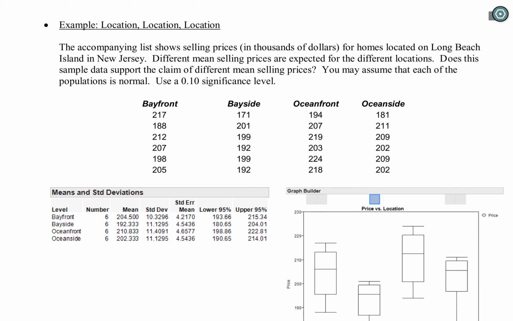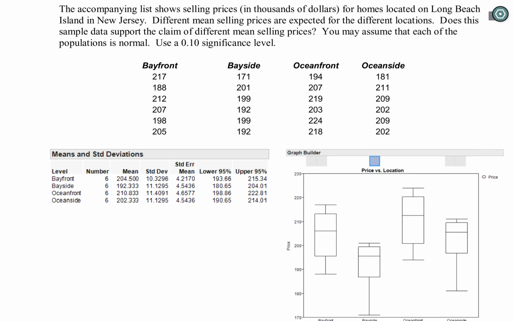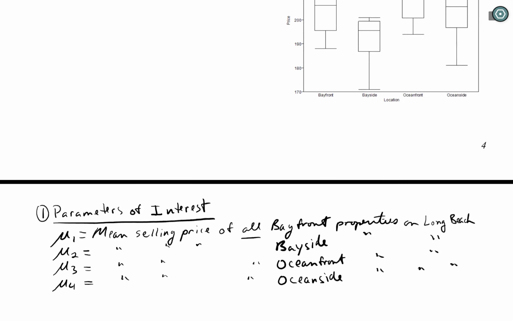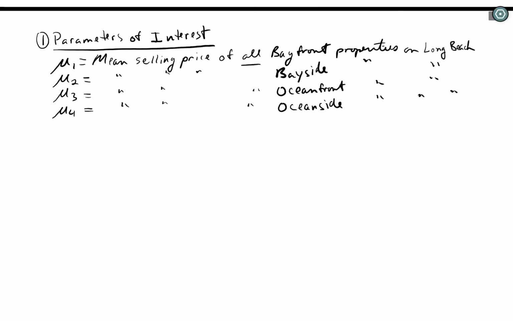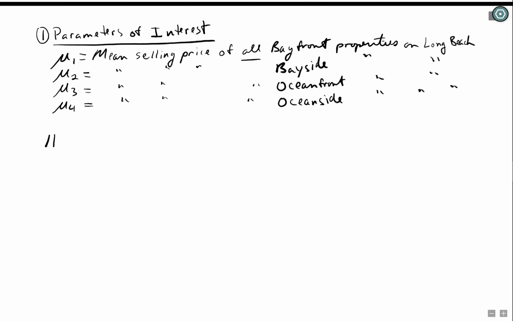Okay, so these are our parameters of interest, and in particular the question of interest was, here's this expectation that different mean selling prices are what we would see for different locations. Does the data support this expectation? Okay, so we are testing that there's going to be at least one difference in the means there.